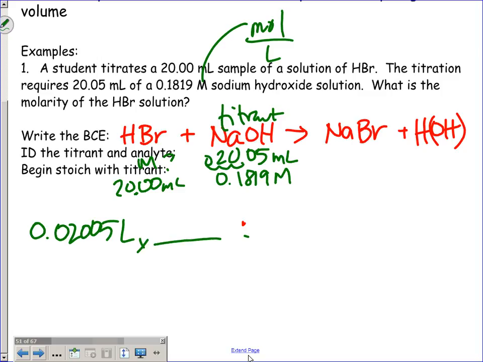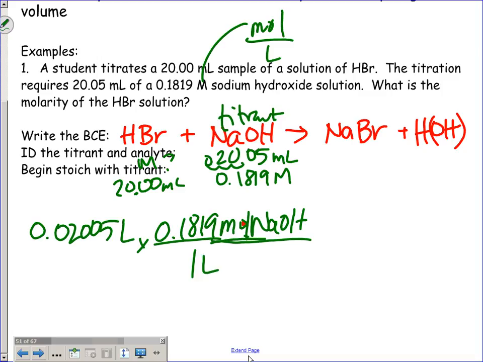Multiply that by the molarity, which in this case is 0.1819 moles, and that's of sodium hydroxide. I'm actually going to label that. Divided by its liter, because that's what molarity is established to be. So when I do this, what cancels? Liters cancels. Okay, one part of my goal is accomplished. I'm now in moles of sodium hydroxide. Notice in the end I want to get to molarity of hydrobromic acid. I'm not done yet. Don't calculate just yet.